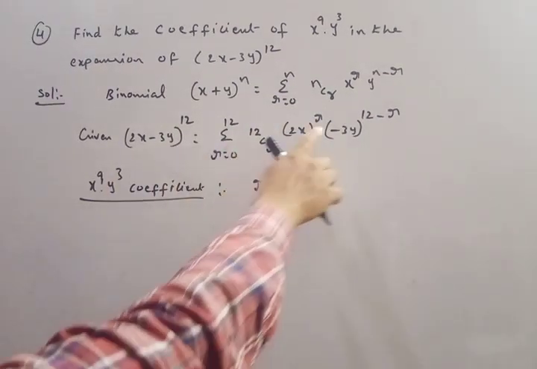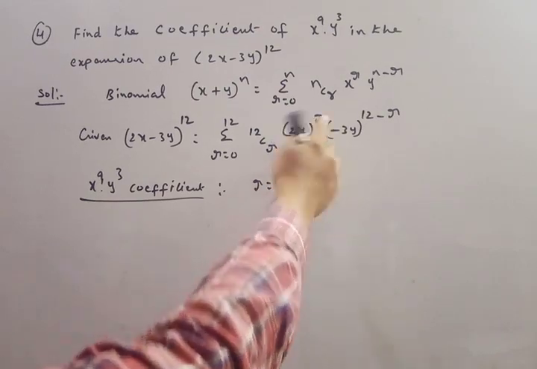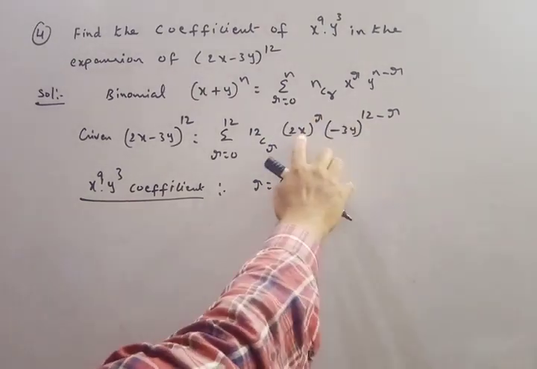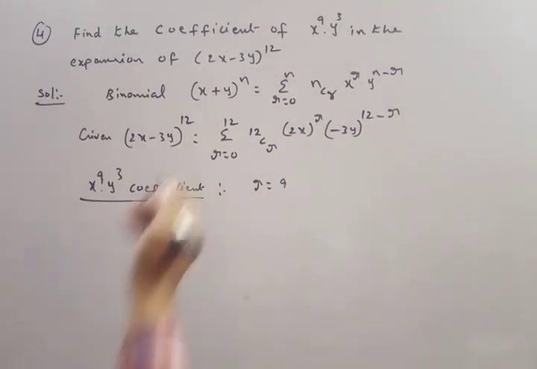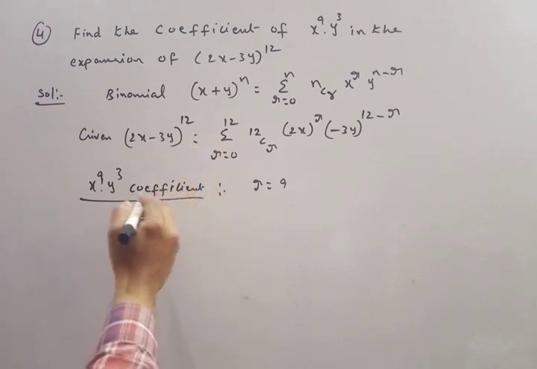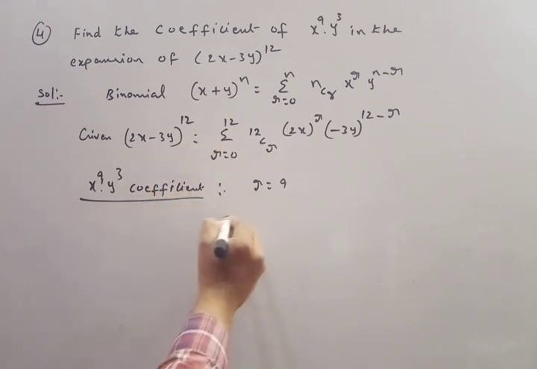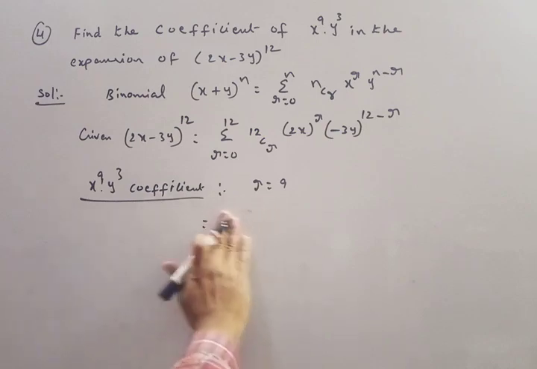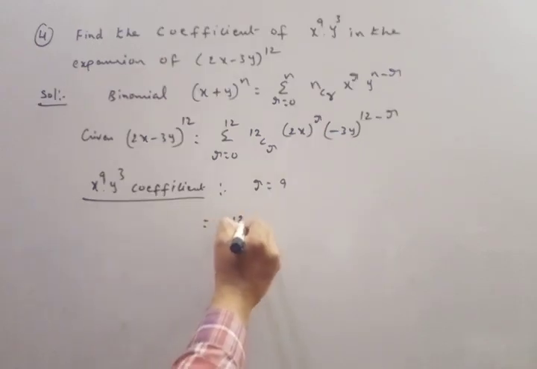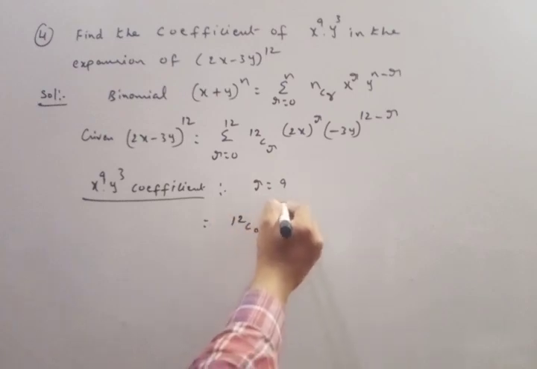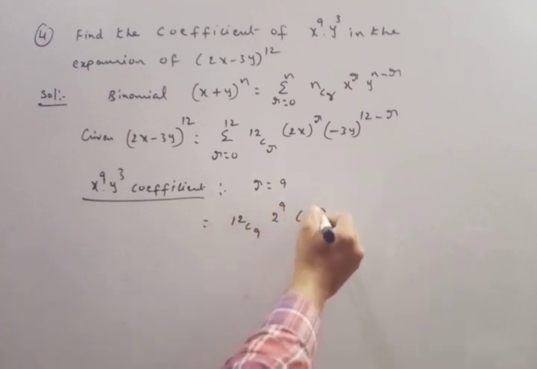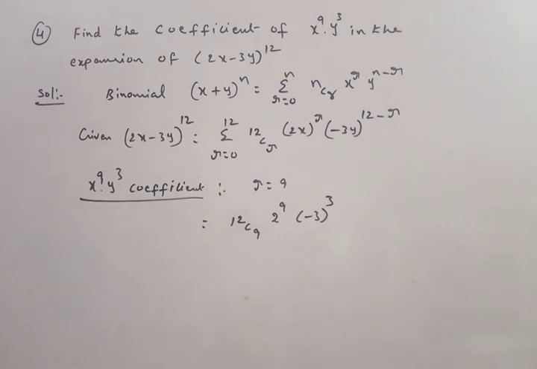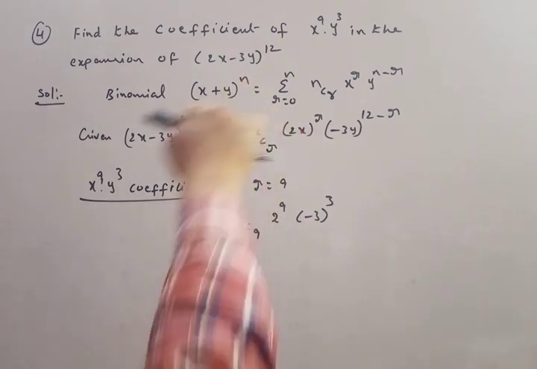So x power 9 you need; in place of r, if you substitute 9, you get x power 9. So 12 minus 9 is what? 3. We get x power 9 into y cube. So therefore r is equal to 9. If I substitute r is equal to 9, what do I get here? So the coefficient is 12C9 into 2 power 9 into minus 3 power 12 minus 9.